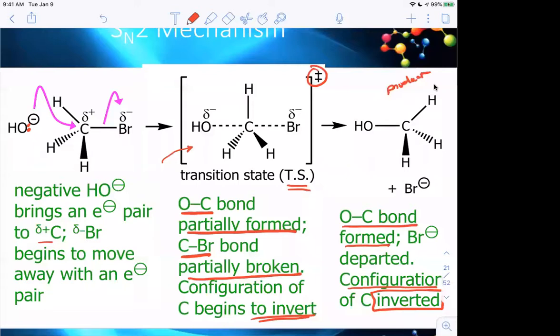So you need to be able to draw out this mechanism when, if I ask you for a mechanism of an SN2 reaction, or I ask you the mechanism of a reaction, and then you have to determine that it's SN2, and then you have to draw this type of reaction in the reaction question.